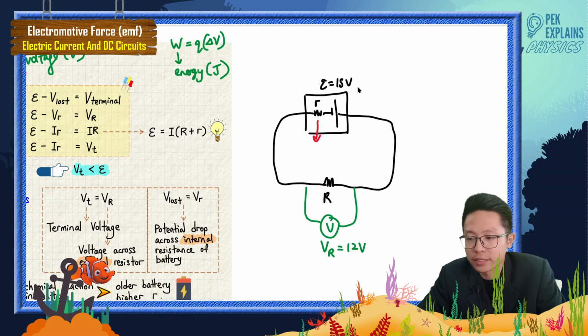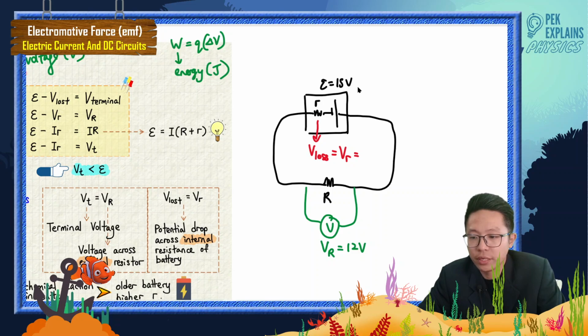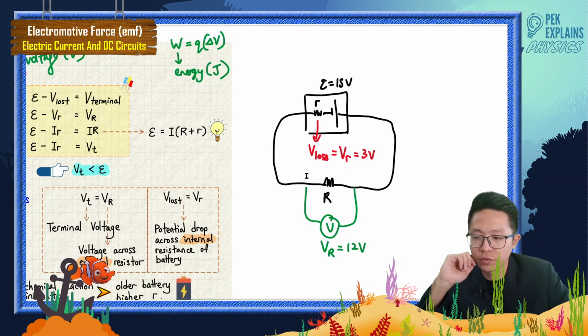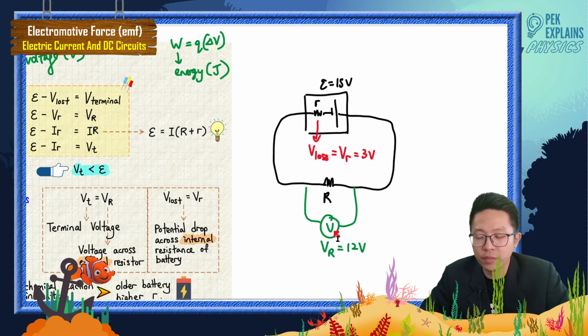The answer is there is voltage loss across the internal resistor. This voltage loss is actually V small r, the voltage across the internal resistor. So it has lost 3 volt. The voltage across the external resistor is V big R. This is the voltage received by the external resistor, only 12 volt, because there is voltage loss inside the battery itself. So it didn't receive the EMF.